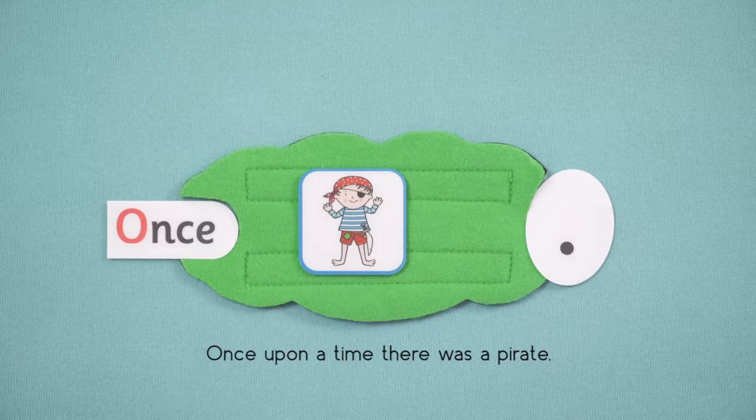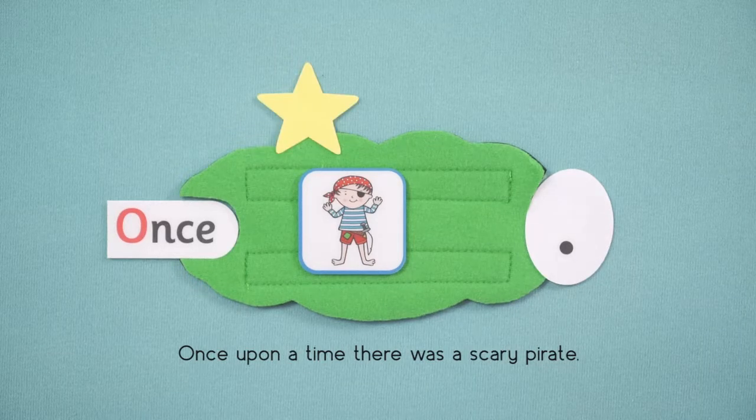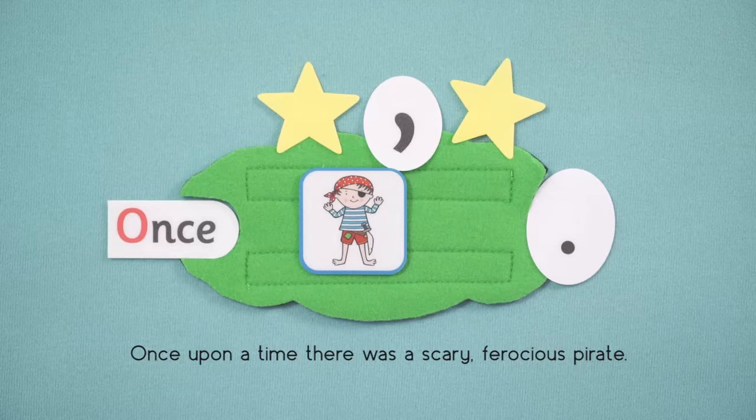Once upon a time, there was a pirate. This sentence introduces a sentence opener, a noun and full stop to create a sentence. Once upon a time, there was a scary pirate. This introduces an adjective using an expanded noun phrase. Once upon a time, there was a scary, ferocious pirate. This introduces a comma to separate two adjectives.